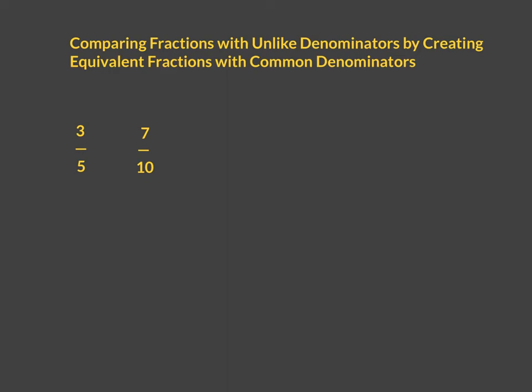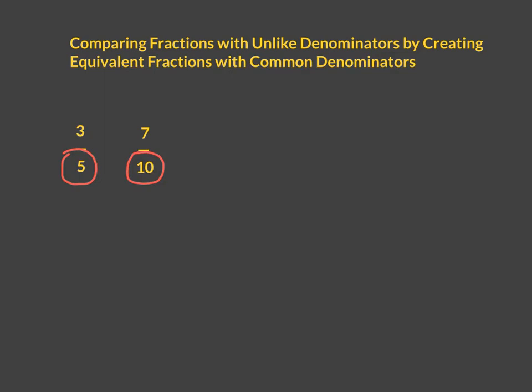Today, we are going to begin to discuss comparing fractions with unlike denominators by creating equivalent fractions with common denominators. The first step in this process involves finding a common denominator, usually the least common denominator, or LCD. Let's begin by comparing 3/5 and 7/10. The first thing we need to do is look at the denominators, 5 and 10. Our goal is to find a common multiple or common denominator for 5 and 10.